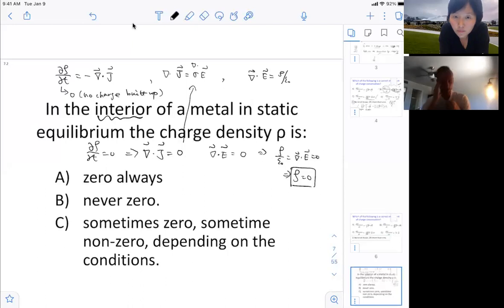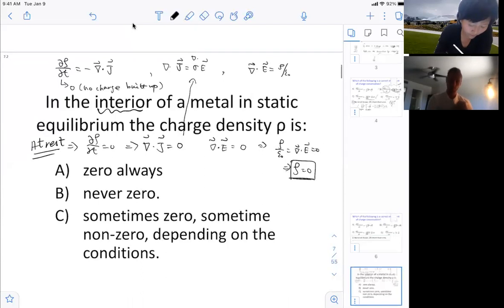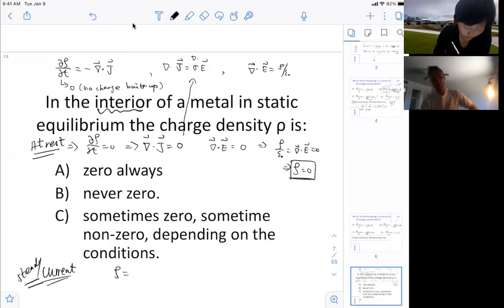Okay. I think you're perfectly happy saying 0 when everything is at rest. But even when things are flowing, if you have a current flowing inside a wire, one may hesitate to say the charge density inside a wire is 0. But I want to argue, as long as you're talking about a steady current, rho is also 0 inside.